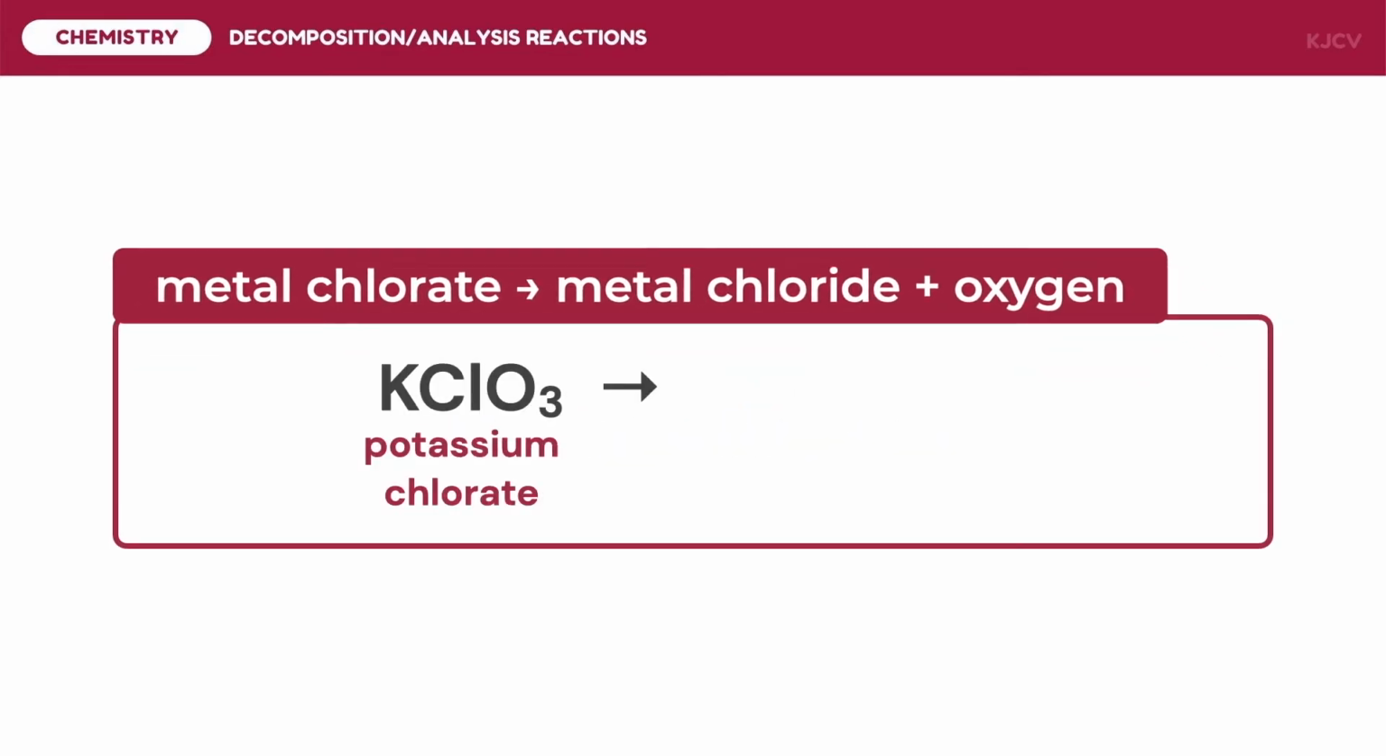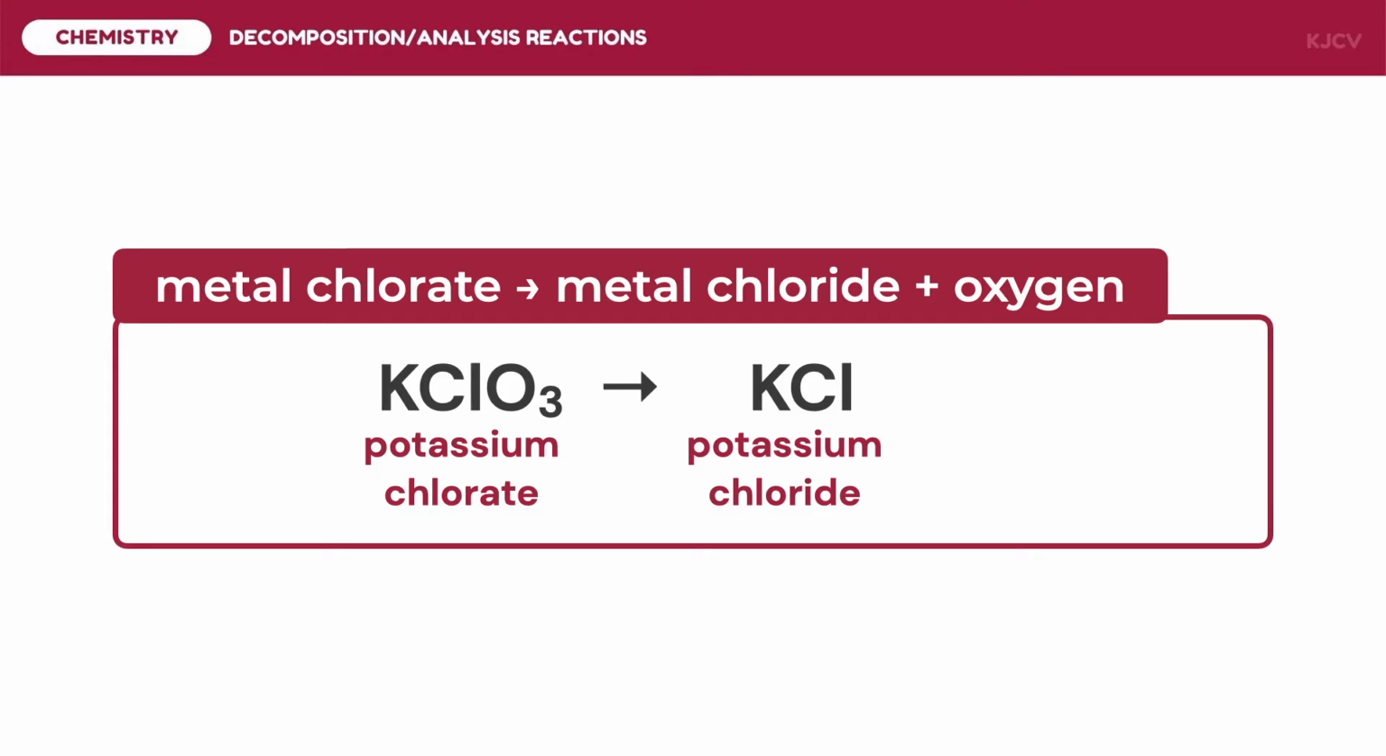For the first example, we have the decomposition of potassium chlorate. The first step in identifying the metal chloride product of this reaction is to identify the metal and its charge. Potassium belongs to group 1A, and chlorine belongs to group 7A, thus forming the chloride ion with a negative 1 charge. Doing a crisscross of these charges, we have KCl or potassium chloride.